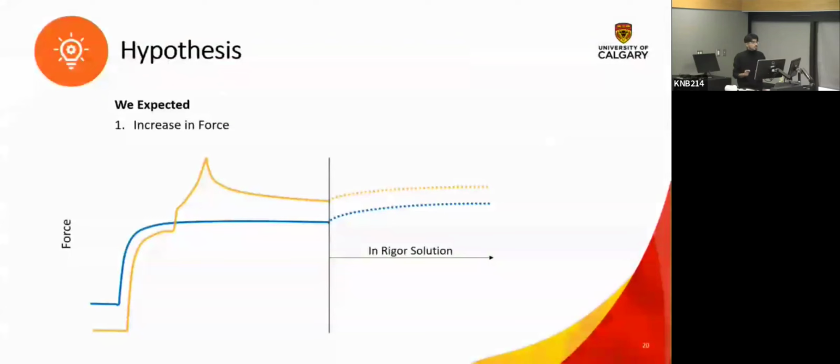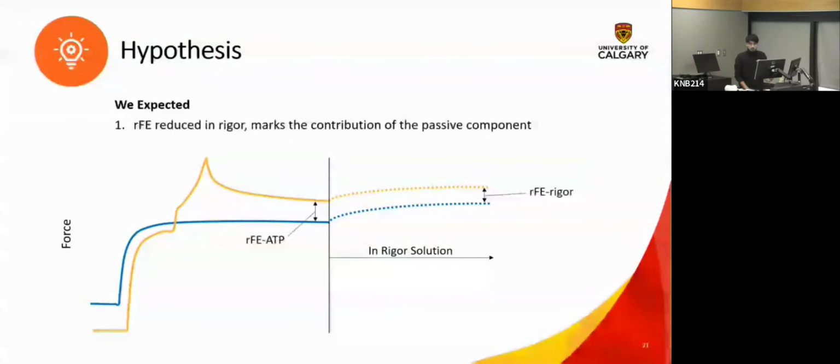If we induce a Rigor state at any given moment after maximum contraction, one of the things we noted is that there's going to be an increase in the number of cross bridges that are being attached. So we think that by extension would also mean that there should be an increase in force. The second thing is that we also think that in Rigor state, the RFE is going to be reduced.